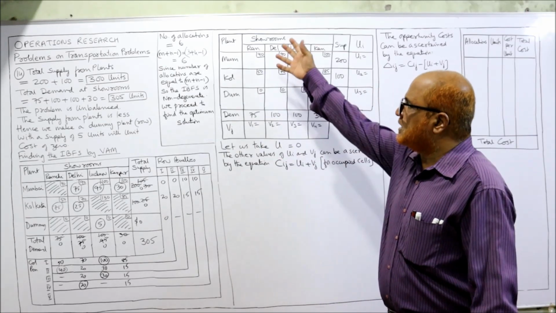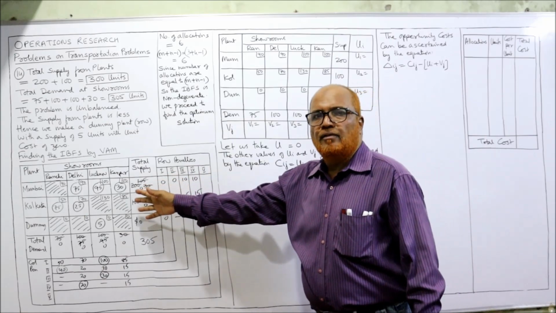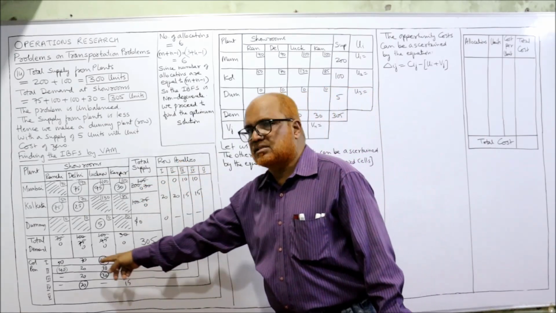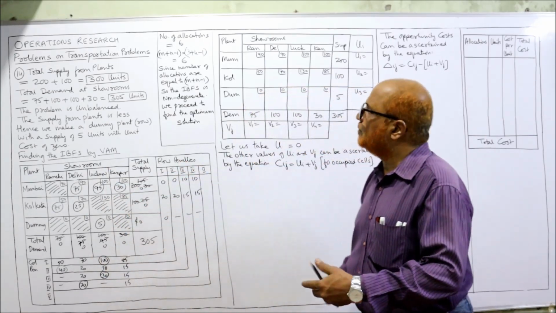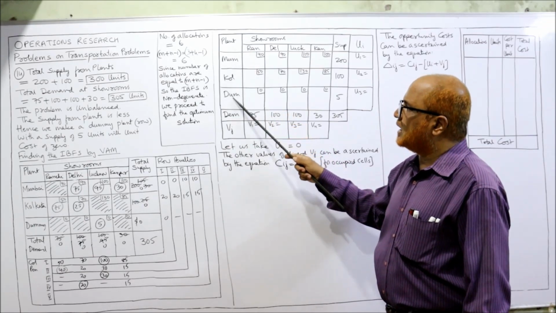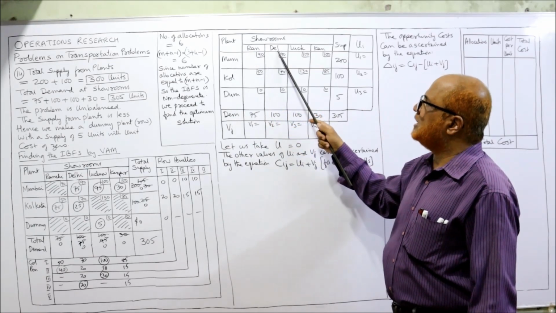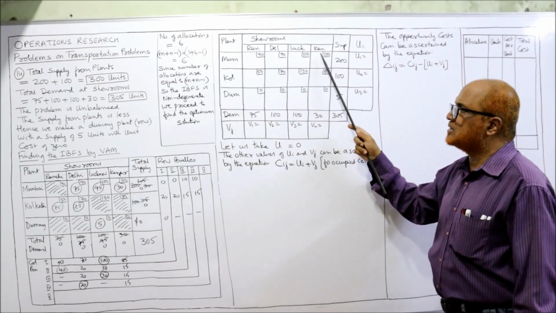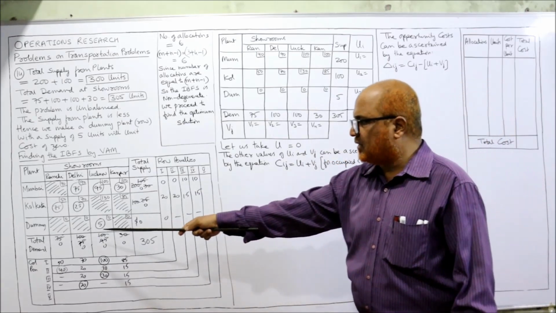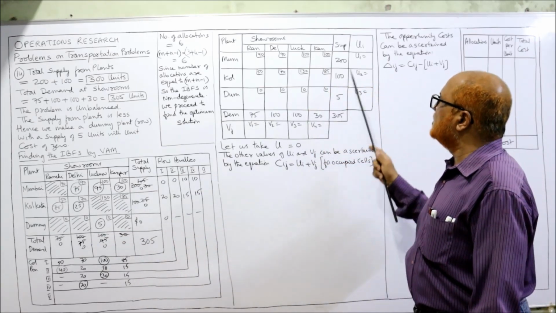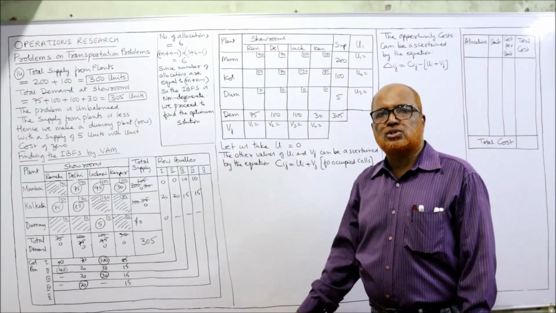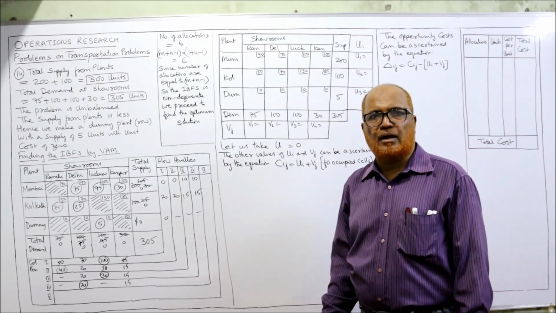cells. So this is a table, the same table without drawing penalties. Plant: Mumbai, Kolkata, dummy. Showroom: Ranchi, Delhi, Lucknow, Kanpur. Demands are given already. We have taken the same demand, same supply. One extra column and one extra row we have to make.